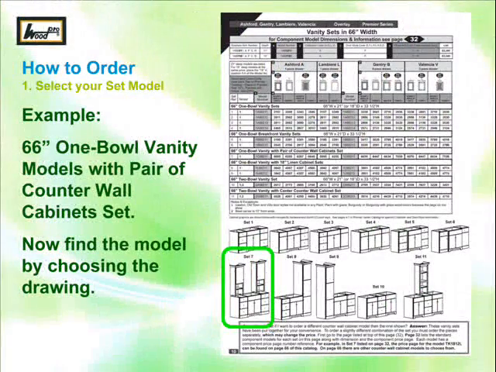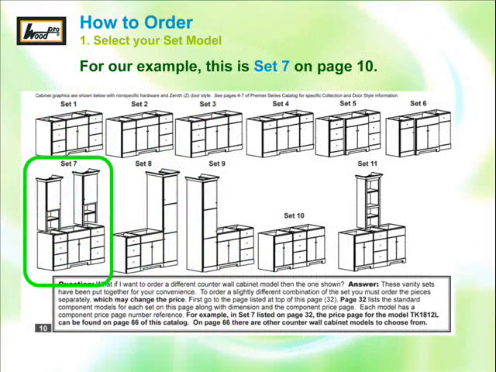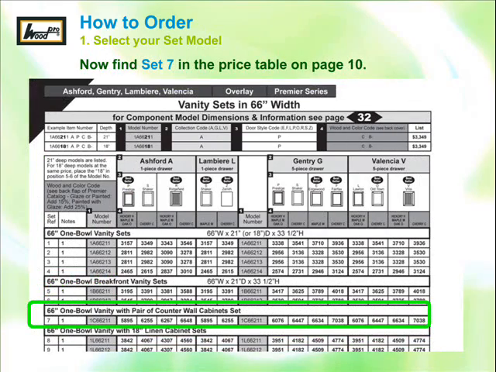At the top of page 10, the heading says Vanity Sets in 66-inch width. Above that heading shows which collections these models are available in: Ashford, Gentry, Lambier, and Valencia. The set we're using as our example is a 66-inch one-bowl vanity model with counter wall cabinets. To find this model, we'll choose the drawing, which is set 7. Now let's find set 7 in the price table on the same page.